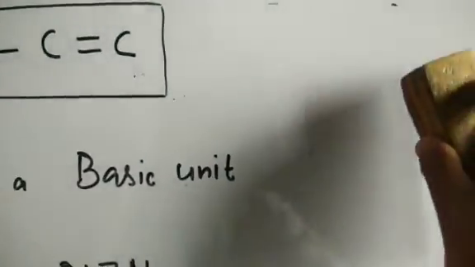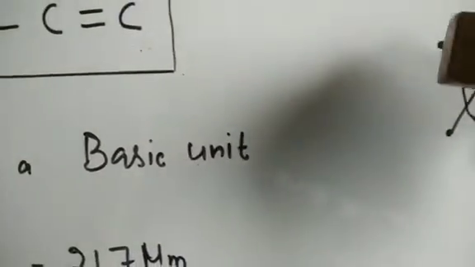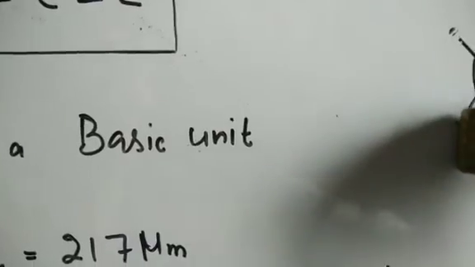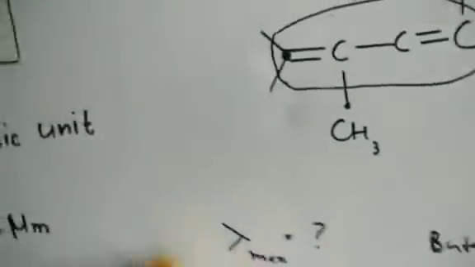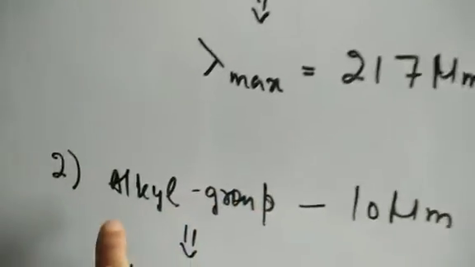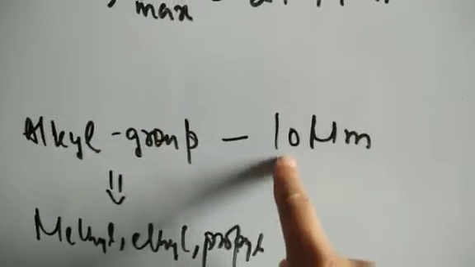I'll take one more example. Now I'll make this system slightly different. So this is one example. Rule number 1: the contribution of butadiene is 217, and if alkyl substituents are in the group, each will give a contribution of 10 micrometer, right?